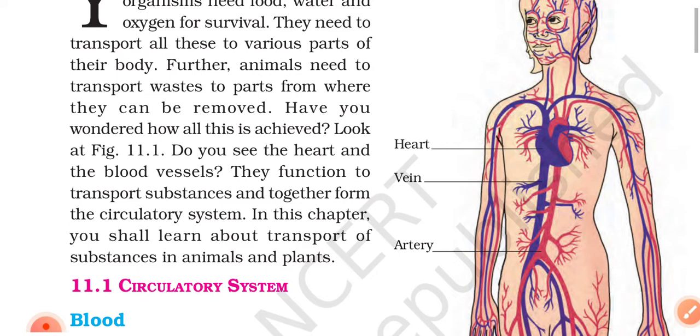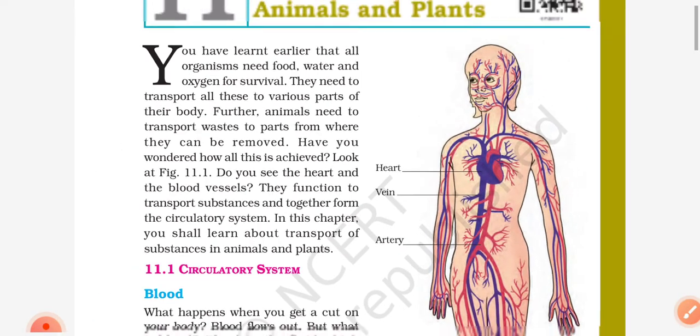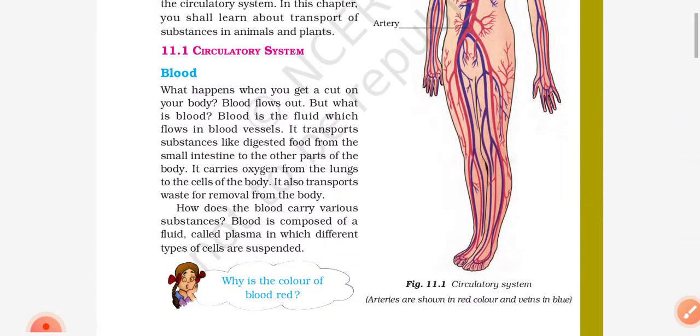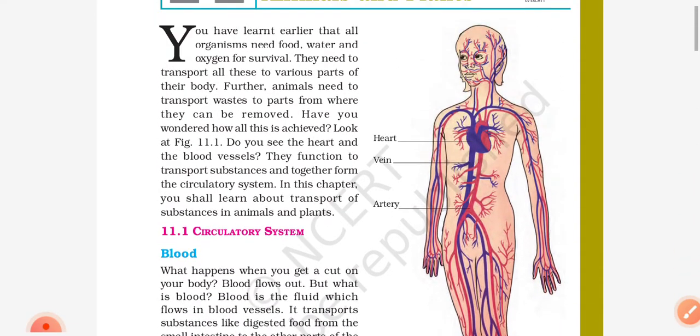Look at figure 11.1. Do you see the heart and the blood vessels? They function to transport substances and together form the circulatory system. In this chapter, you shall learn about transport of substances in animals and plants. Here, figure 11.1 shows the circulatory system, heart, vein and artery.